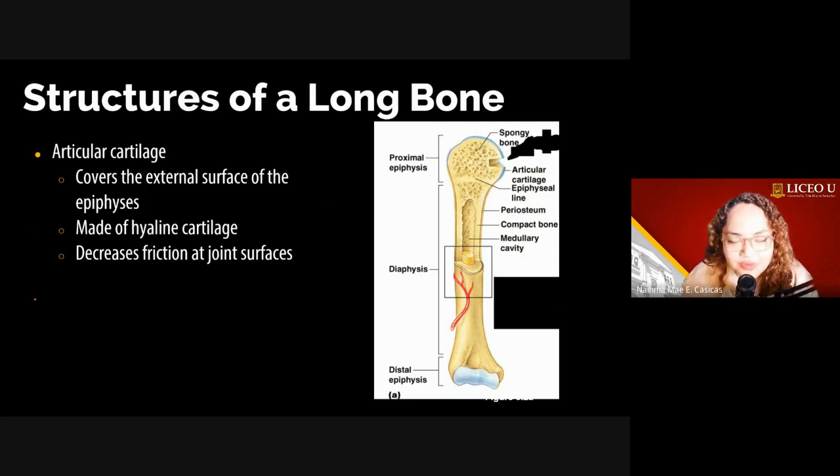Then your long bones would have articular cartilage, which covers the external surface of the epiphysis, and it is made of hyaline cartilage, and it decreases friction at joint surfaces. Now remember what I said, that these long bones, their epiphyses, because it's plural, are the site of attachment to another bone. They are the site of joints.